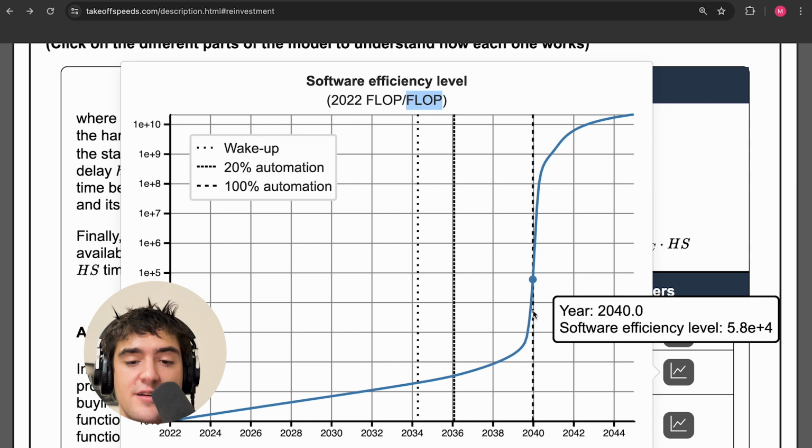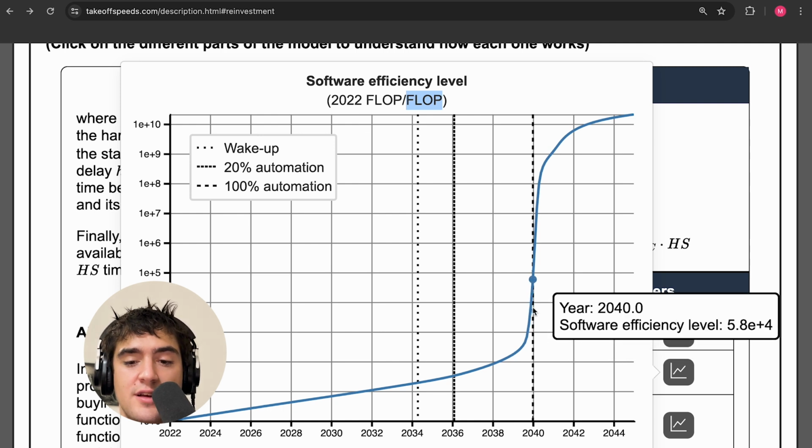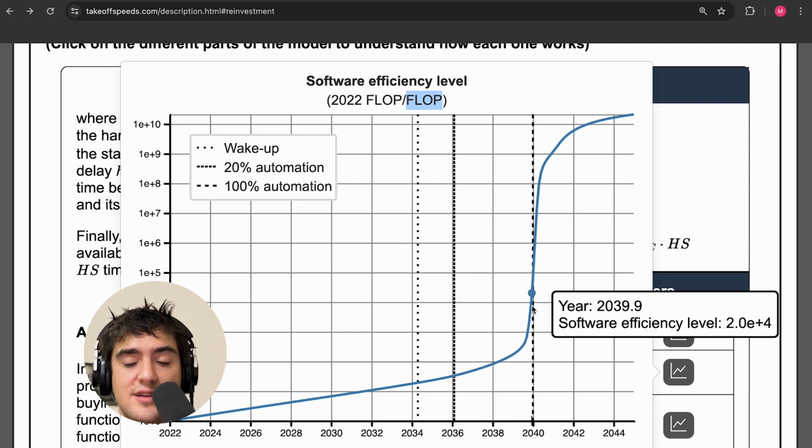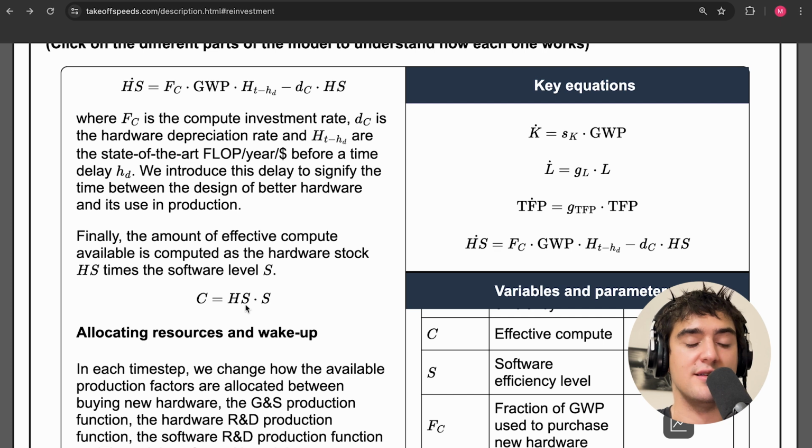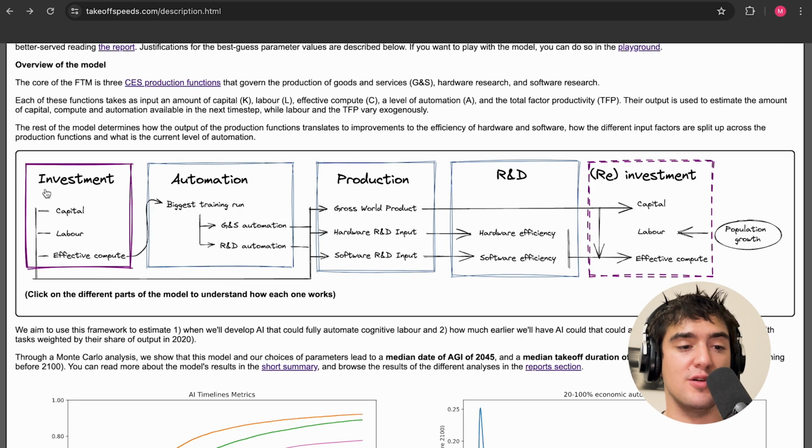So let's say if here in 2040, you can use around 20,000 times more flops to train your neural networks than you are using in 2022. This means that your software efficiency level is 20,000. So here you will be multiplying this hardware stock by 20,000. So this first basic block of investment tells you how you invest your GDP into more compute.